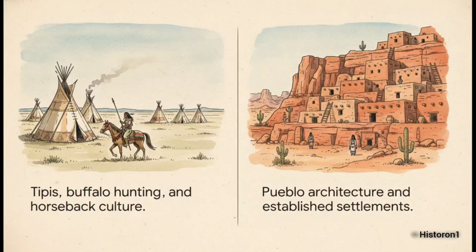For example, on the plains, you have cultures centered around traditional teepees, highly intricate buffalo hunting techniques, and a truly incredible horseback culture. Contrast that with the Southwest, where you see this brilliant Pueblo architecture and long-established settlements. It's crucial for us to recognize how diverse and thriving these nations were, and to understand the real, growing tensions that arose as expanding settlements encroached on them.